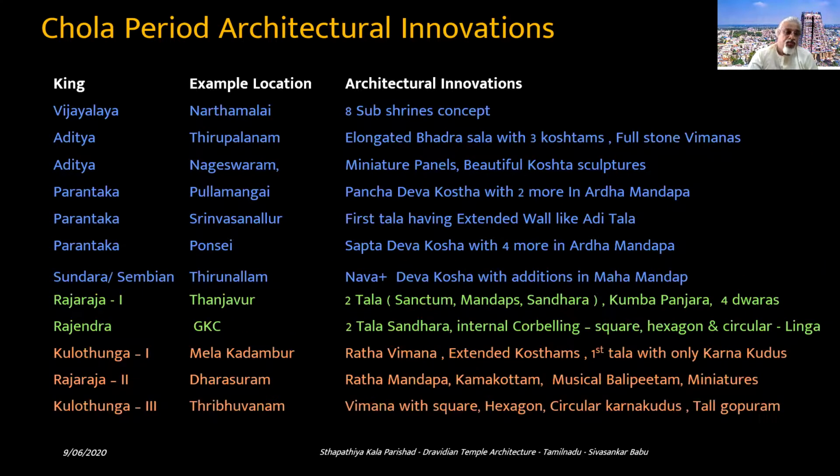Finally, the last spark is Kulothunga III, the big temple in Tirubhuvanam. The Vimana with the three types of Karnakutas: square, and then later on hexagon Karnakutas, and then circular Karnakutas, the small mini temples at the corners. This is where the Gopuram starts getting bigger than the Vimana. The trend starts from here.